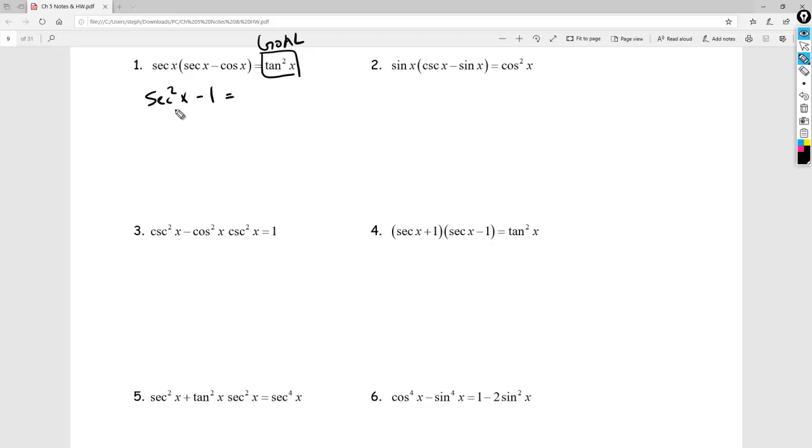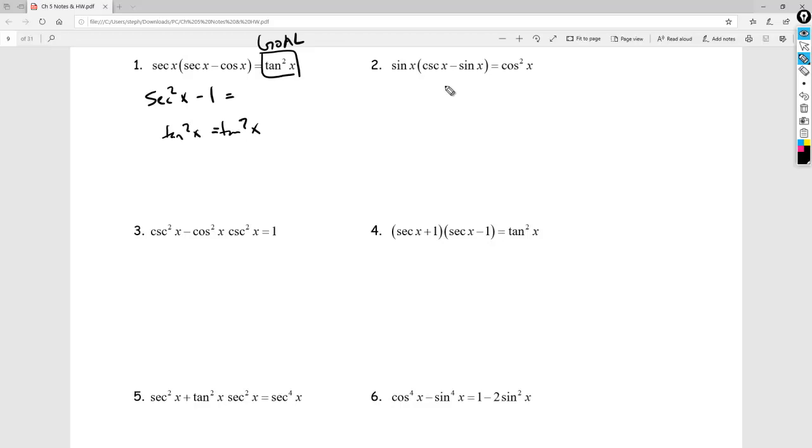Now, I recognize that secant squared of x minus 1 is my Pythagorean identity, so I can straight substitute tangent squared in, and I have now reached my goal. So I'm done. Okay, so these are the types of things that we're looking for. Again, you'll never go wrong rewriting everything in terms of sine and cosine, but it might just be an extra step that you don't need, so it's kind of up to you. Okay, let's go ahead and work number 2.